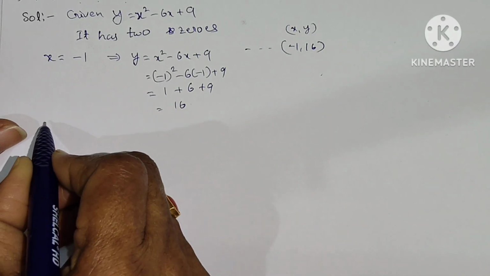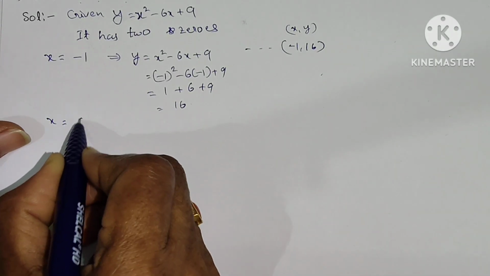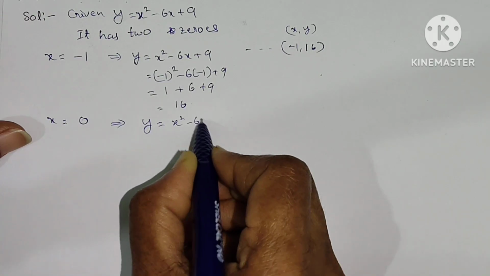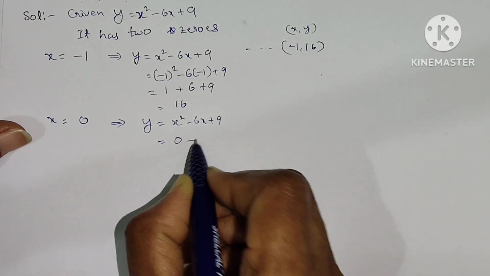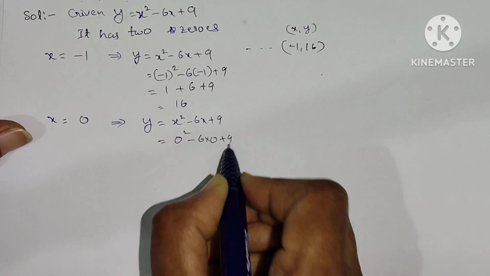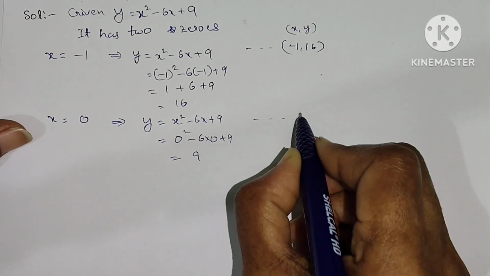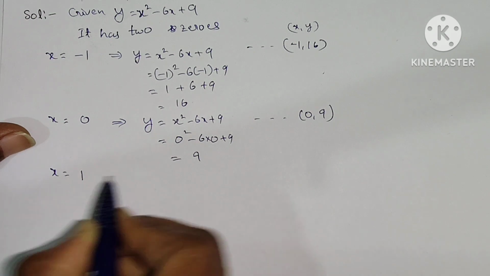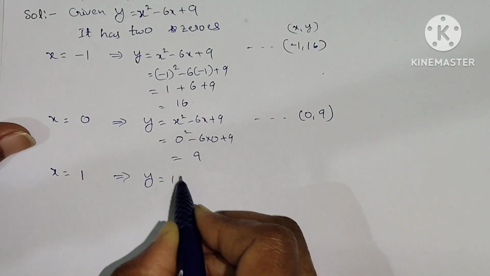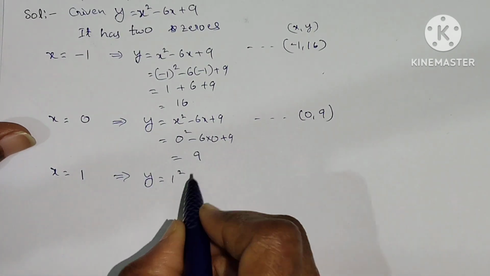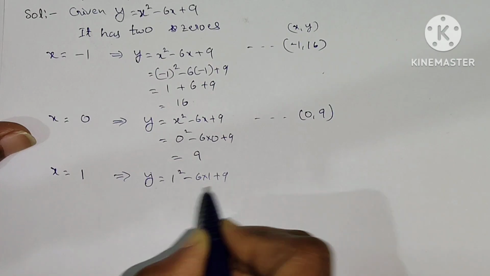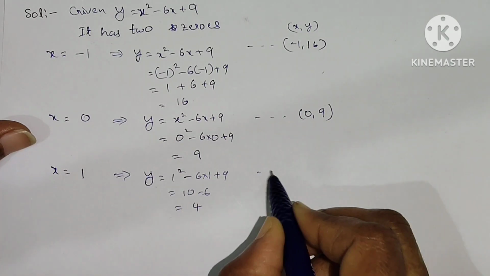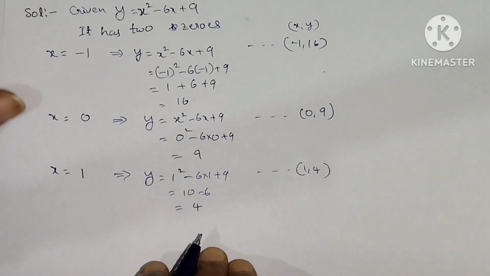Next we take x equal to 0. X equal to 0 means y equal to x square minus 6x plus 9, which is 0 square minus 6 into 0 plus 9, equal to 9. So the point is 0 comma 9. Next we take x equal to 1. X equal to 1 means y equal to 1 square minus 6 into 1 plus 9. So 10 minus 6 equal to 4. So the point is 1 comma 4.